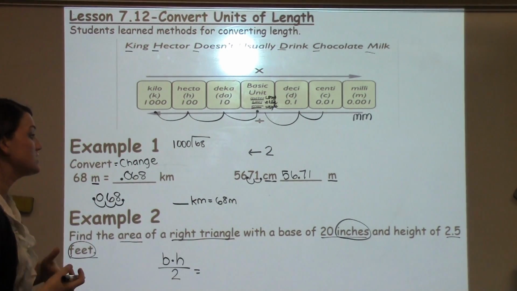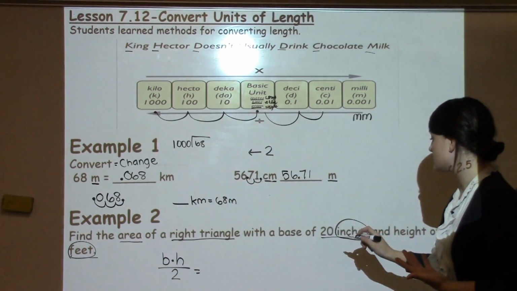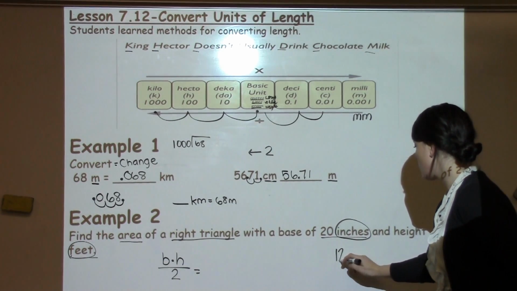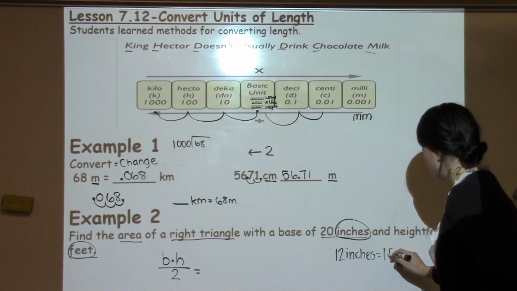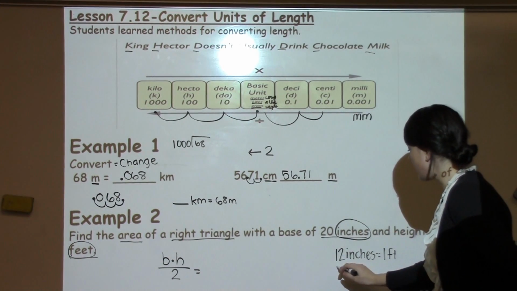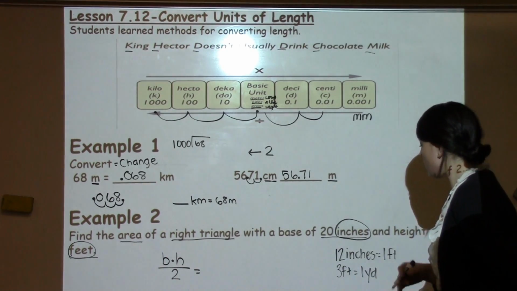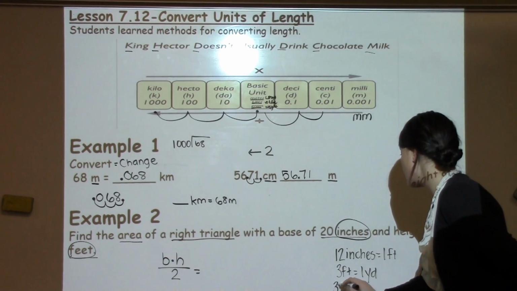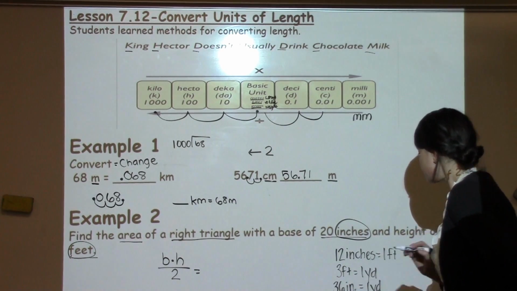So we first need to think about, using the U.S. customary system, how many inches are in a foot. So I know, thinking about a ruler, that there are 12 inches in 1 foot. And I also know, thinking about length, that there are 3 feet in a yard. I don't need that information for this problem, but it's just good to have in the back of your head. And then another one would be 36 inches in 1 yard.